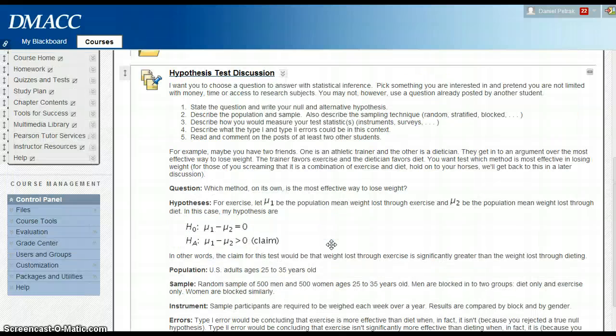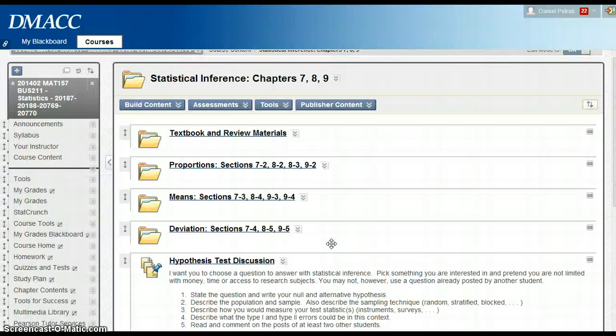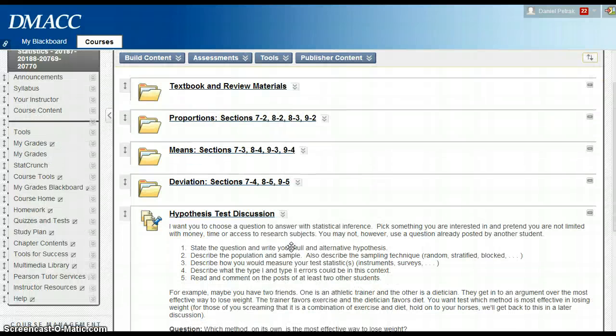So a lot to be done right now. Definitely want to keep up. The deadline for 7.2, 8.2, 8.3, and 9.2 would be Monday the 31st. And then the deadline for these sections on means will be the following Monday, April 7th, and then deviations is due on that Thursday, the 10th, and then the test needs to be completed by the 11th of April. So there will be a third exam, and then we'll have a fourth exam, which will include the last chapters, which is the comprehensive final.